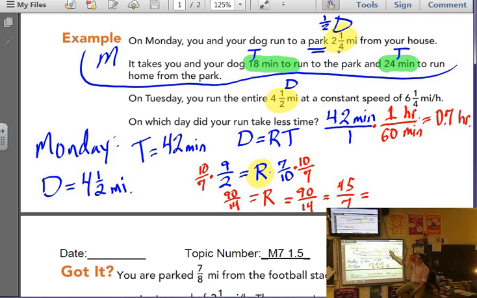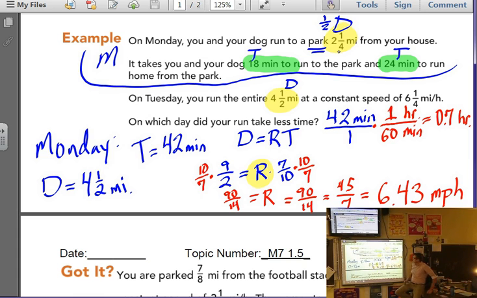So we took Monday's total distance of 4.5 because they did 2 1/4 there and 2 1/4 back. Then their total time, 42 minutes. So if I divide 45 by 7, we get 6.43 if I round, miles per hour.